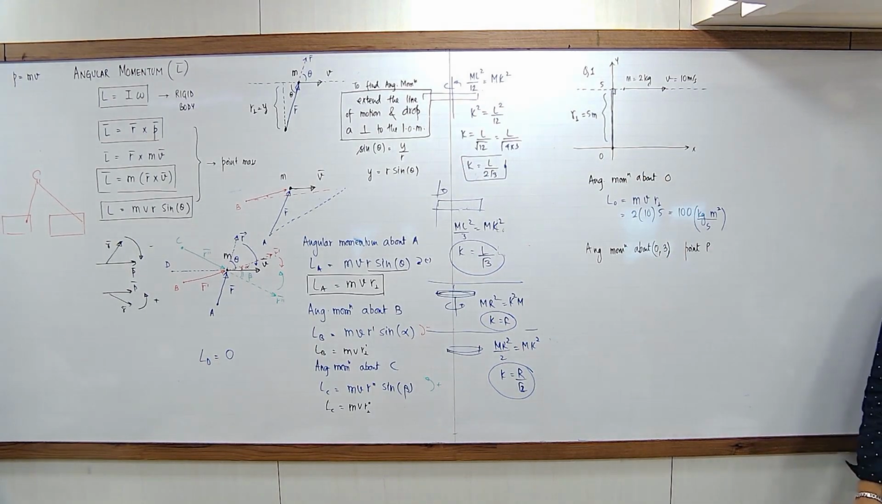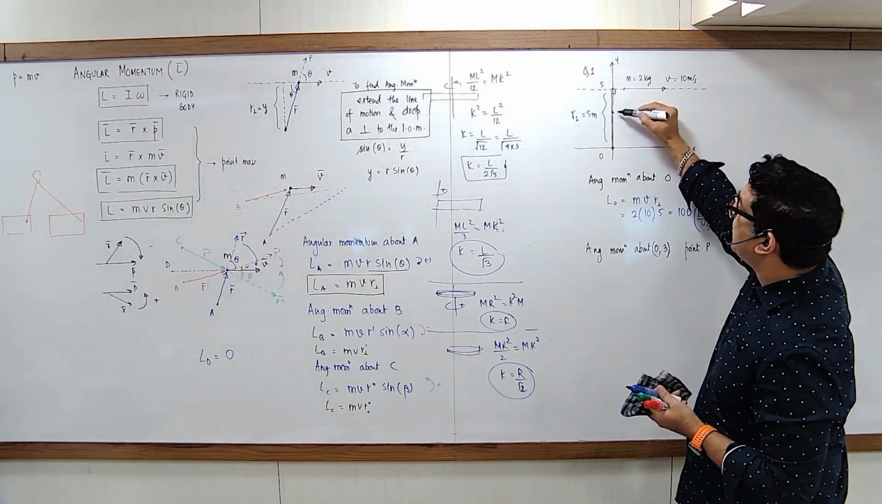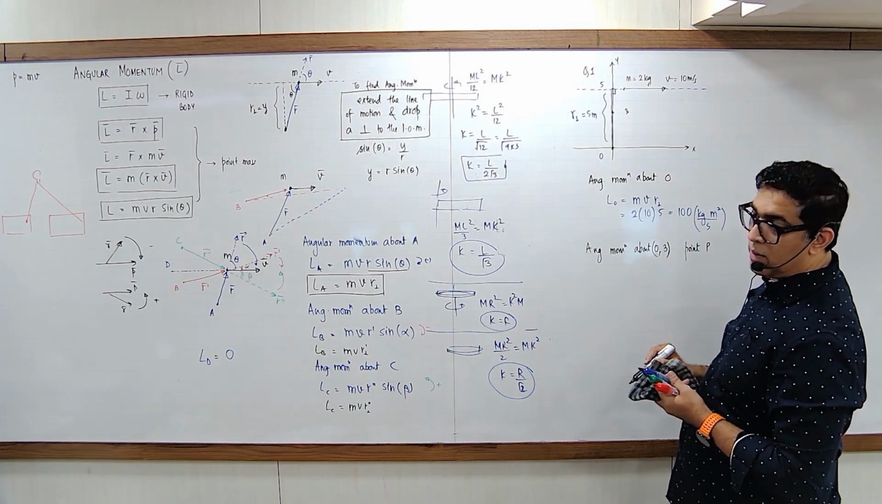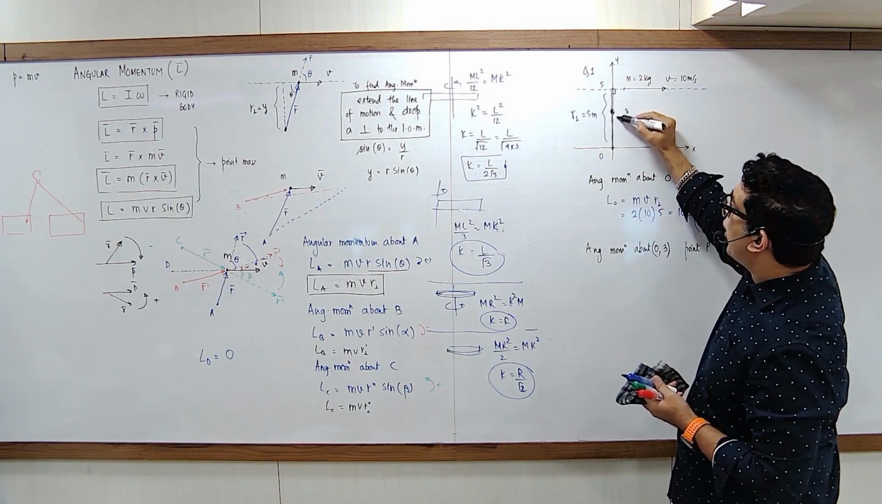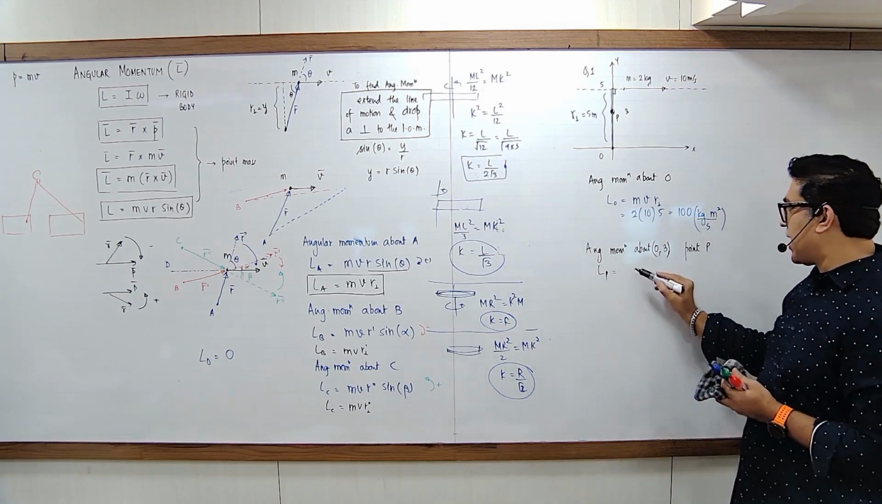Where is 0, 3? On which axis? Y. So on the y axis I go here. What distance value was given? 3. Sure? So this is now your point P about which you want the angular momentum. So I want to find out LP now.